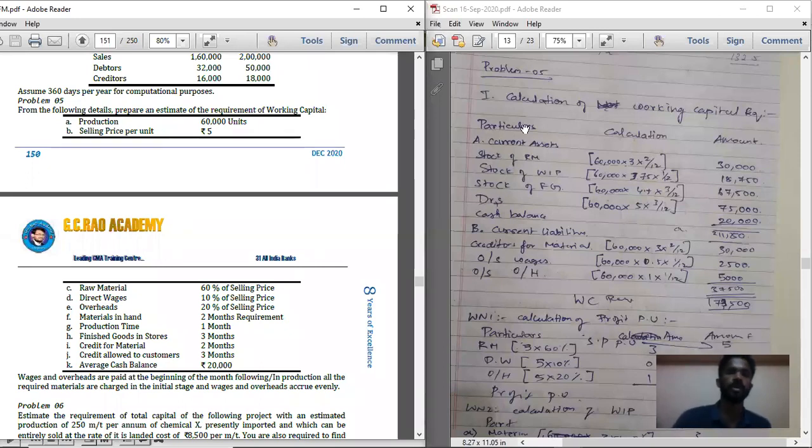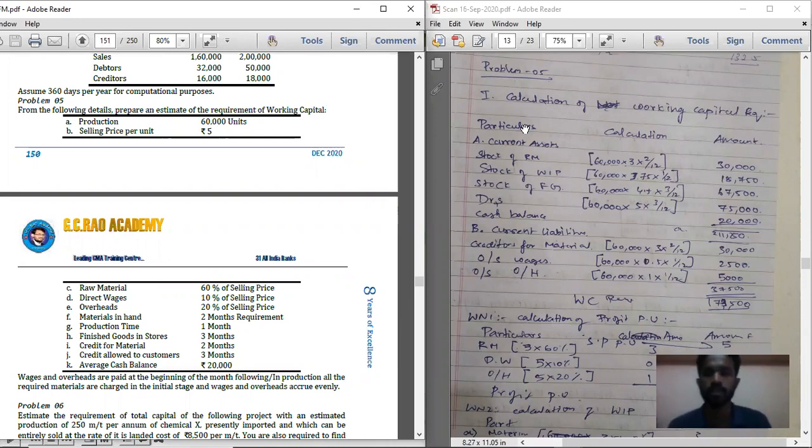Now we'll see problem number 5. With that, we have finished the Tandon committee. We have finished two new concepts, that is operating cycle and Tandon committee. So right now we have finished all the different concepts of working capital. Now we are going to see the sums which are based on all those concepts which we already covered.